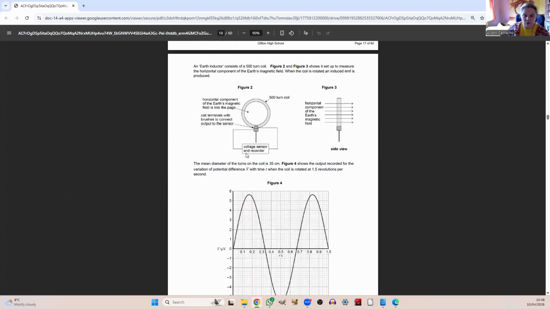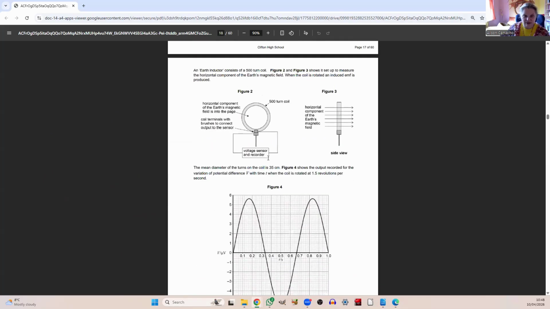Right, now, let's move on to this next bit. What have we got? We've got an earth inductor, get it right, which consists of a 500 turn coil. So there it is. Figure 2 and figure 3 show it set up to measure the horizontal component of the Earth's magnetic field. When the coil is rotated, an induced EMF is produced. So how is the coil going to be rotated?